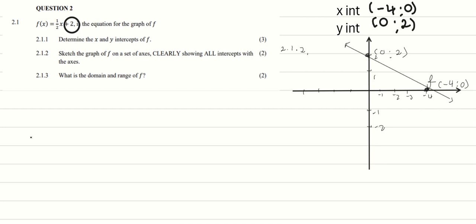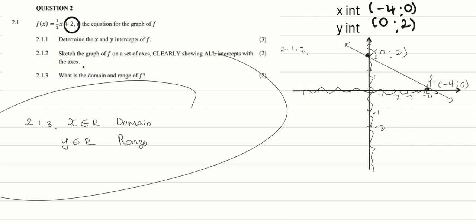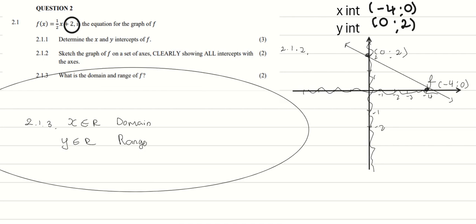The next one, 2.1.3. What is the domain and range of f, right? This graph has all the x values, so this is x is an element of the real numbers for the domain, and for the range, y is an element of the real numbers. Okay, this graph is not restricted along the y-axis nor along the x-axis, and so all these values apply. Okay, and that's the end of question 2.1. We'll now move on to the next one, question 2.2.